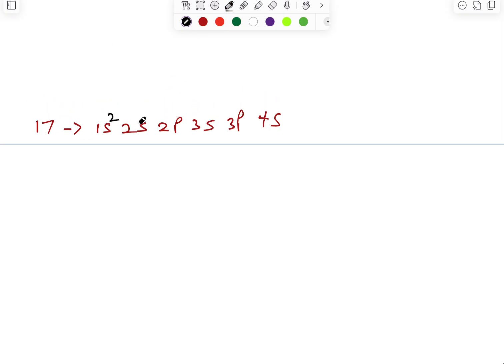S will take 2, S will take 2, P will take 6. So by now we have 10 already. We only have 7 remaining. For the 7, this will only take 2 as well. And then since we have, out of 7, 5 will be left here. So we have 5 in this place like that. So this will be the electronic configuration of chlorine. We do not need this 4s at all.